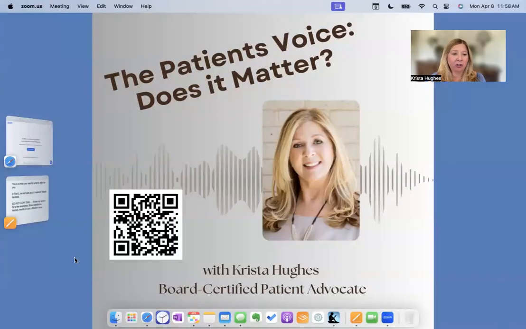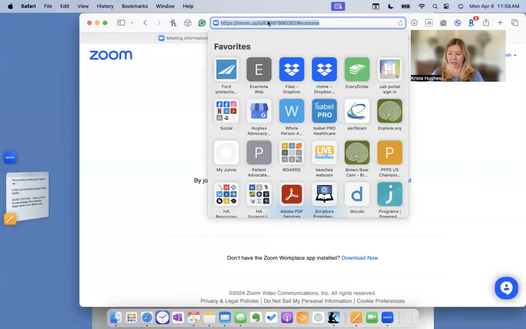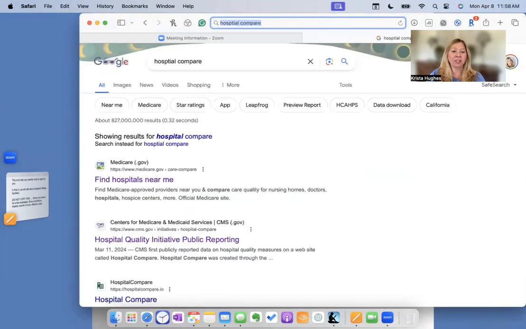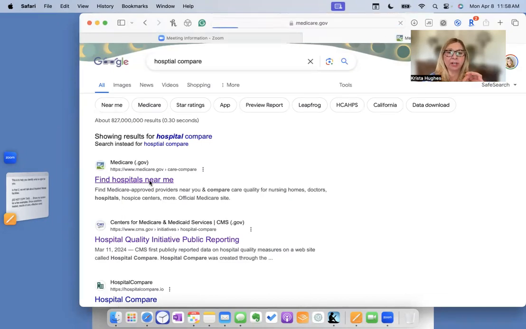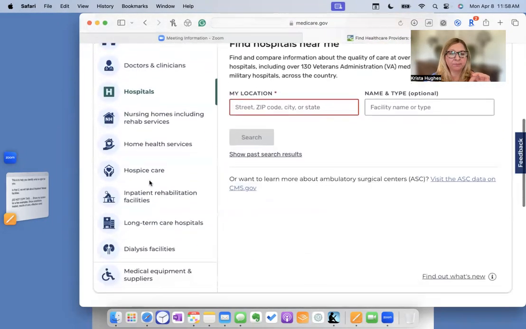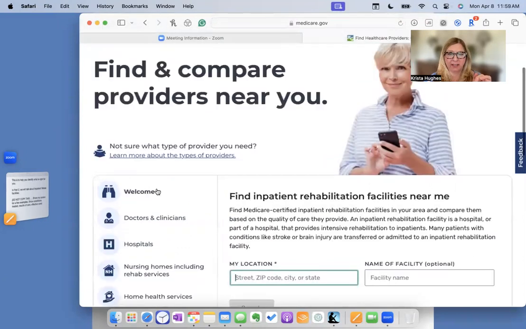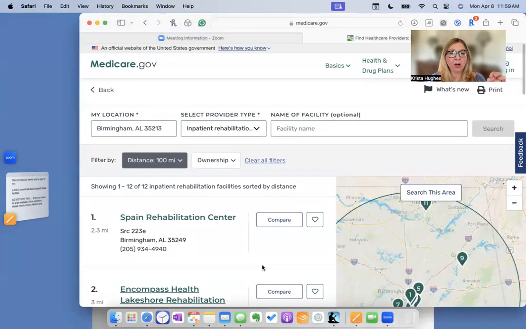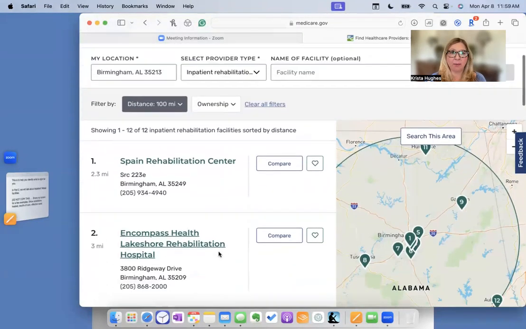As always, I am going to share my screen so that I can actually show you. So just like last week, we're going to go to Hospital Compare. It's this Medicare.gov that we used last time. So this time we're going to go into it and we're going to pick inpatient rehab facilities. So I'm going to put in my zip and hit search. So the inpatient rehab facilities come up and it's the same thing.